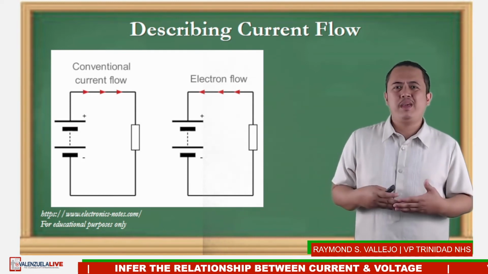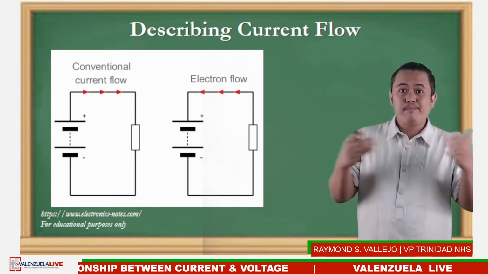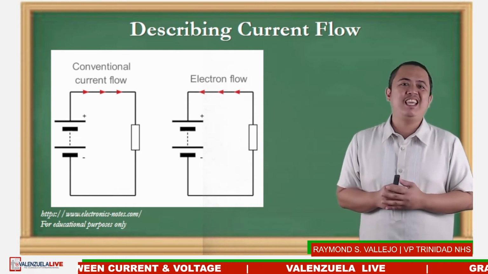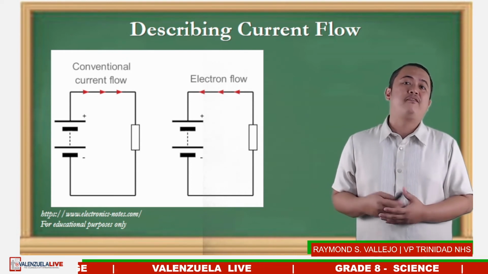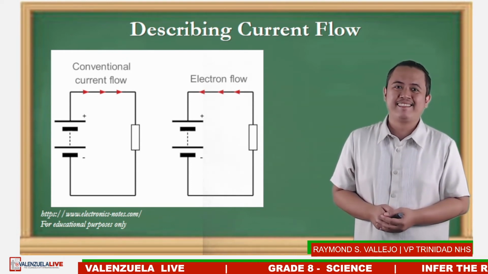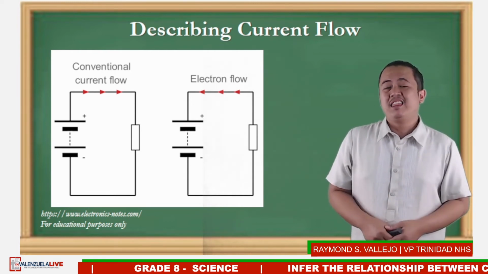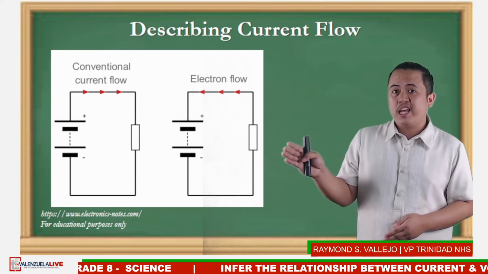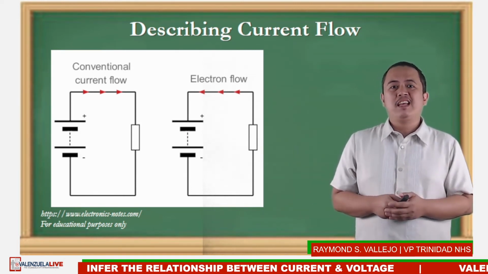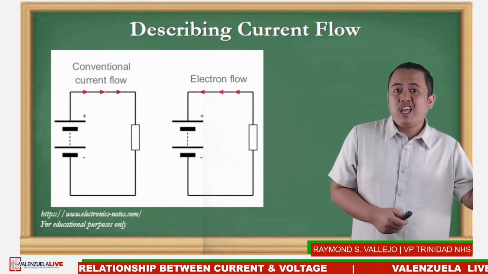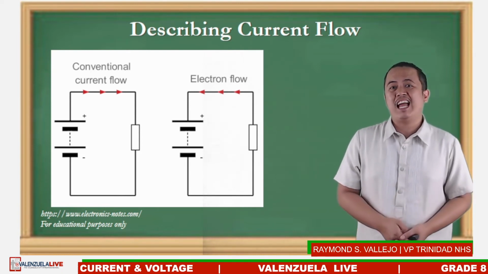Since current can be the flow of either positive charges or negative charges, or even both, a convention is needed for the direction of the current that is independent of the type of charge carriers. The direction of conventional current is defined as the direction in which positive charges flow. On the other hand, negatively charged carriers such as electrons flow in the opposite direction of the conventional current flow in an electrical circuit.